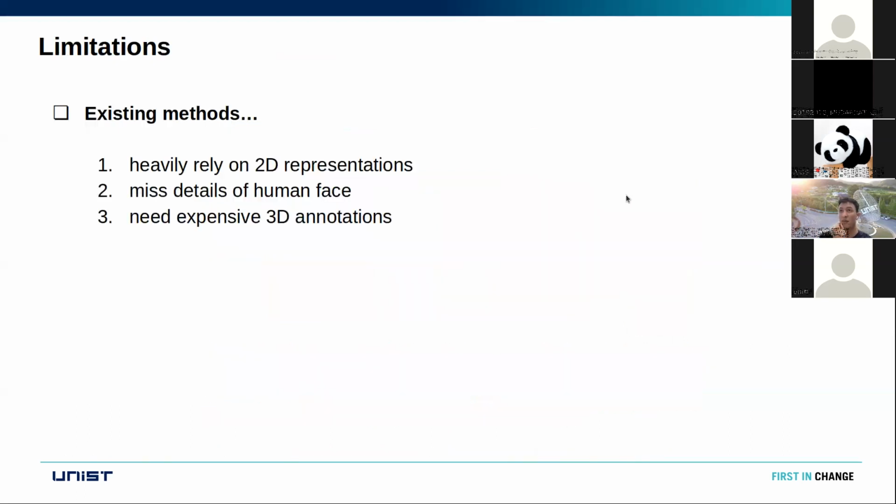The limitations of the existing methods are that they heavily rely on 2D representations of the images, and because of that, they miss details of the human face. In this paper, the authors argue that the 3D representation of the images is extremely important when dealing with face research. However, not many existing methods are available, and one of the reasons is that getting that 3D information is expensive. We need to make expensive 3D annotations.